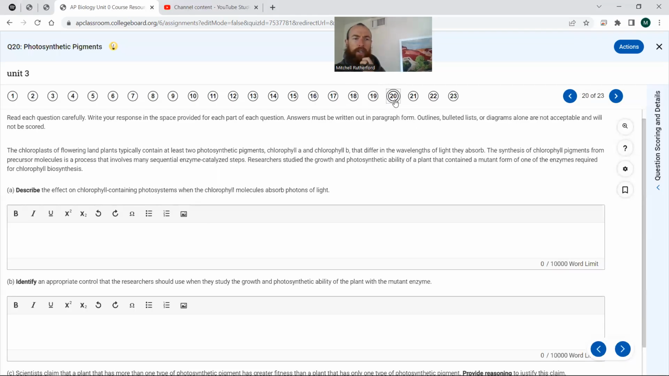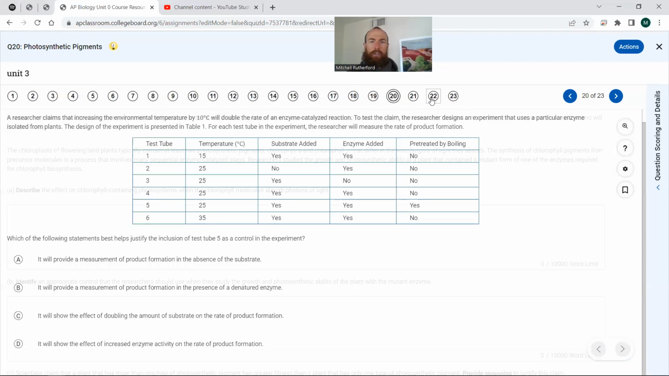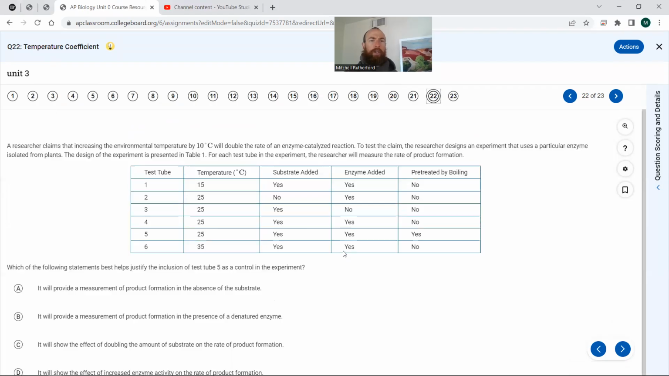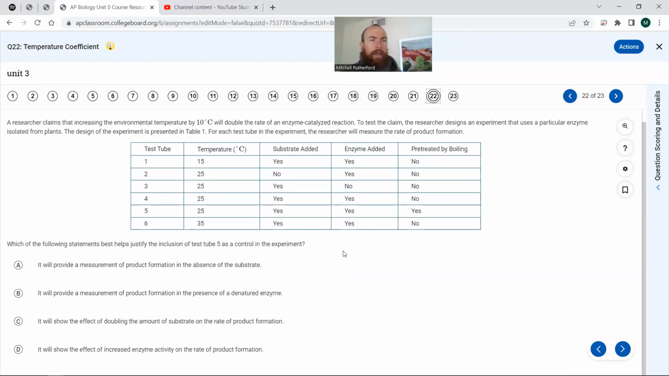Two more. Let's go. Oh man, 20 is okay, fine. Let's go to 22. Hopefully it's, oh, good. Okay, so we got some graphness here. A researcher claims that increasing the environmental temperature by 10 degrees C, this is the last one. Notice I didn't jump to the answers. I'm just over here reading the actual question. I get so excited, but I'm going to go down to the question.